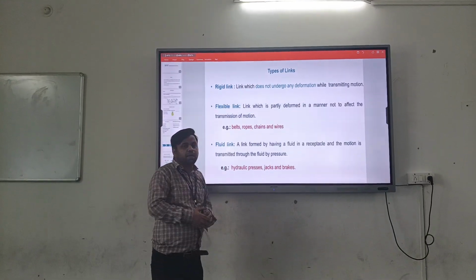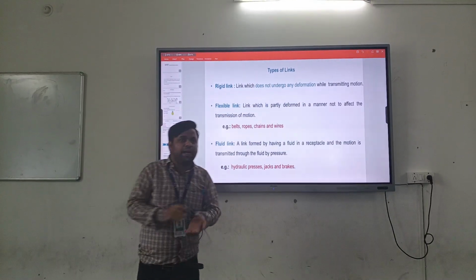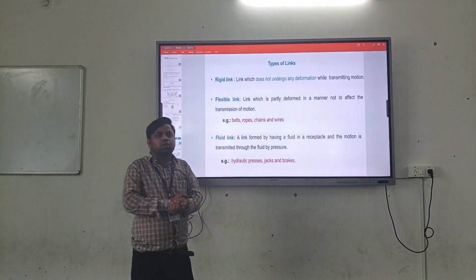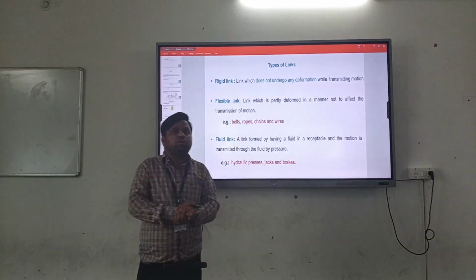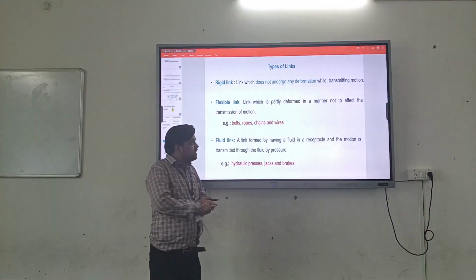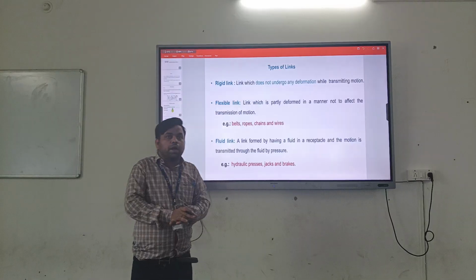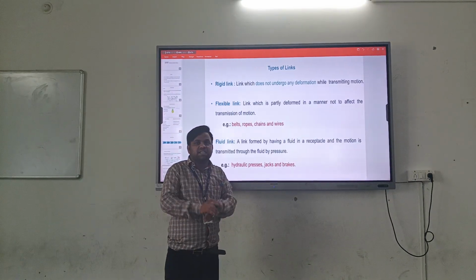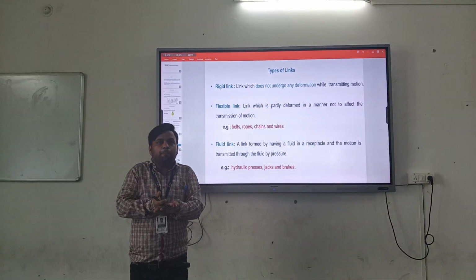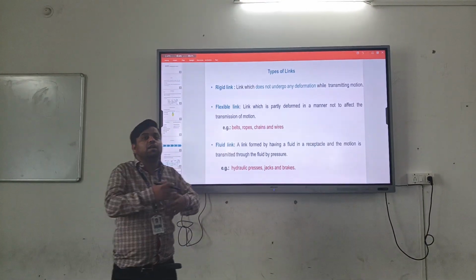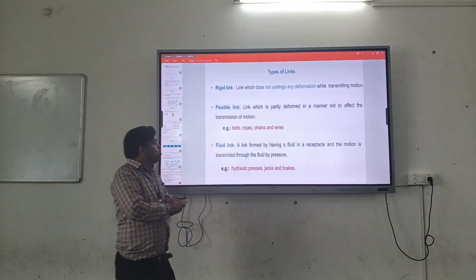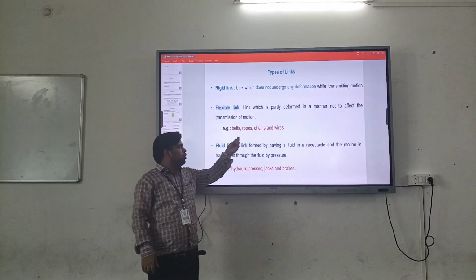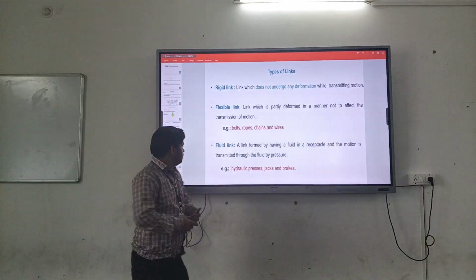Another one is the flexible link. Flexible means we can see the belt, ropes, chain. So these are the devices which transfer the motion without affecting the transmitting motion. It partly deforms, its shape is partly changed, but it cannot affect the transmission of the motion. So this type of link is called flexible link. Example: belt, ropes, chain and wires.